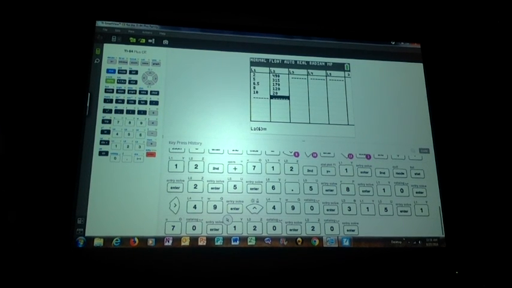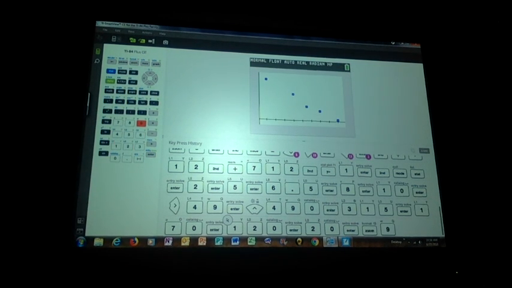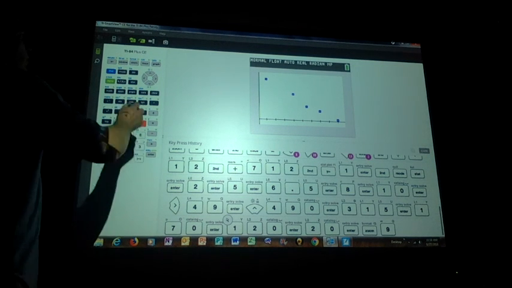Once you're there, what was next? Zoom stat. Good. So zoom number 9. There's our data. Is that positive or negative slope? Negative. So is it positive or negative correlation? Negative. Yay. I still have time. Don't start packing up yet.